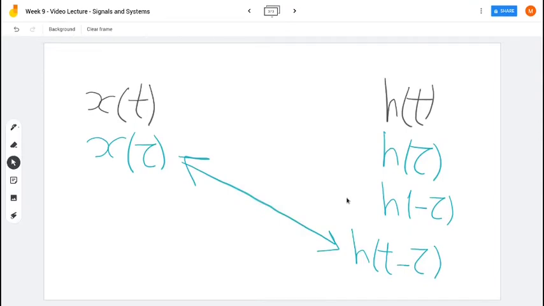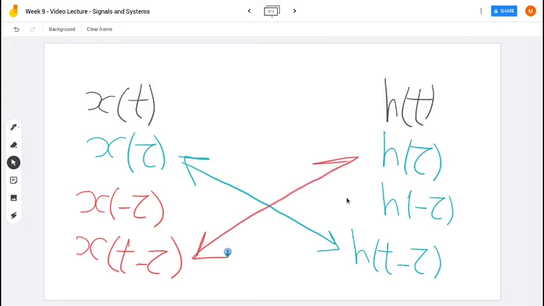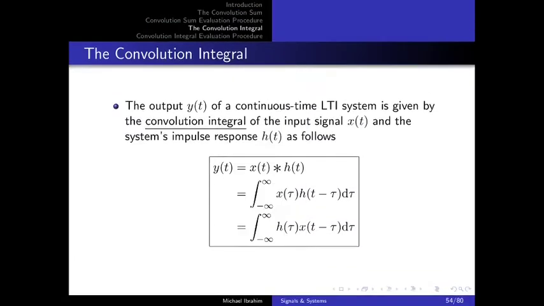The second form is simply to keep h of tau as is and mirror x of tau to be x of minus tau, and then shift to be x of t minus tau, and then multiply h of tau with x of t minus tau under the integration. So integration h of tau x of t minus tau d tau. And this is the second form of the convolution integral. It's very similar to the convolution sum, except that here you have a continuous variable. That's why we have an integration rather than a summation.